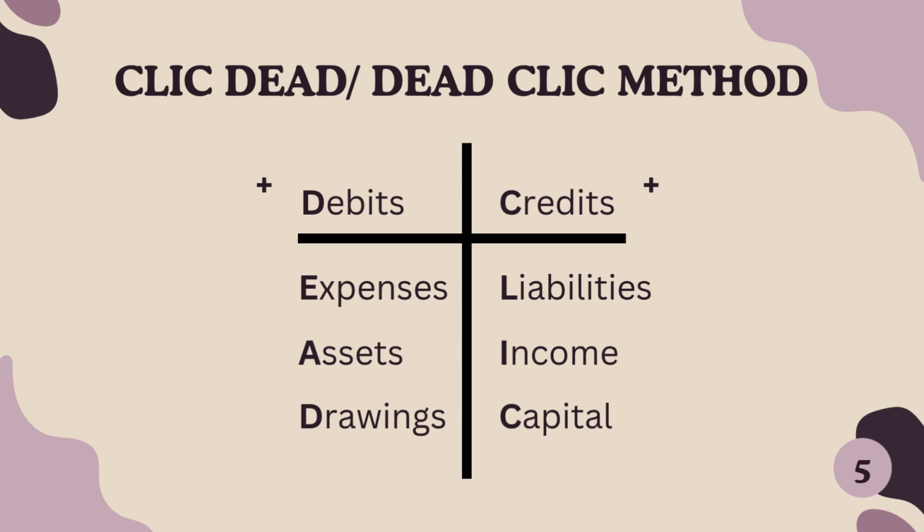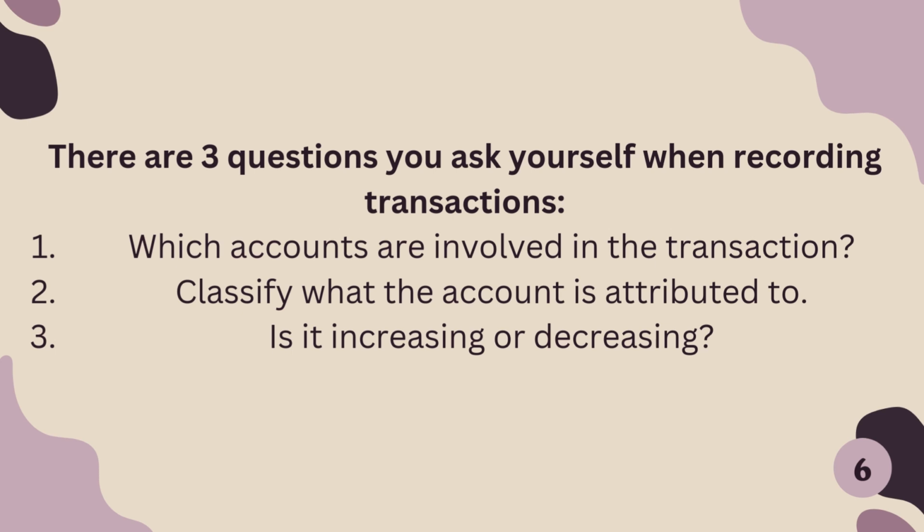We're going to add a plus on each side. This is just to remind yourself that the accounts on this side increase, and the same for the other side. So all accounts under debits increase with debits, and all the accounts under credits increase on that side. There are three questions you ask yourself when recording transactions. Number one, which accounts are involved in the transaction? This requires us to truly examine the transaction that's happening and investigate it. It's usually two accounts, but try to investigate which two accounts are being affected.